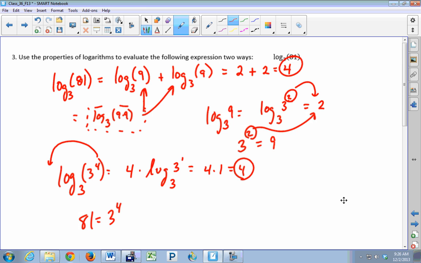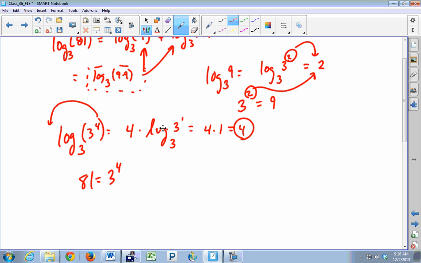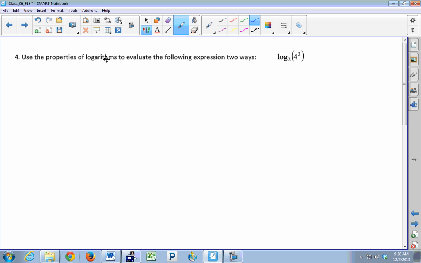In fact, you wouldn't have even needed to use this property because the minute you see this log base 3 of 3 to the 4th, you know you just lift off your exponent because you have the same base. I was just sort of showing you how that property works. And then the last one here is use the properties of logarithms.